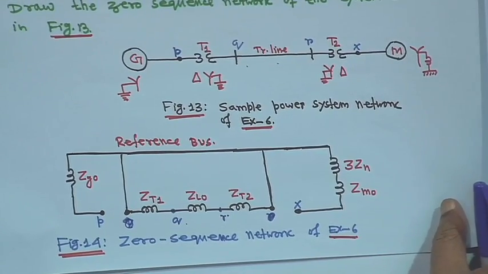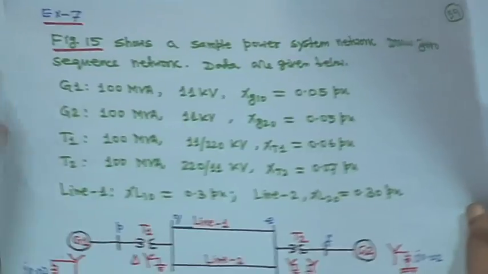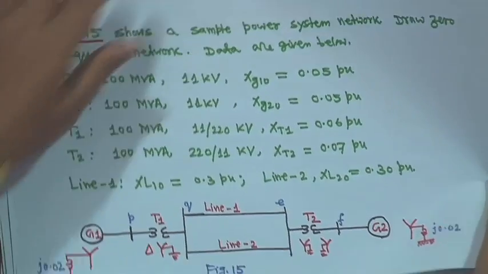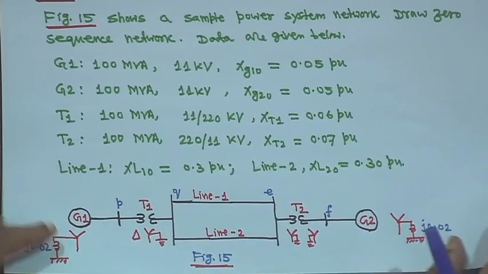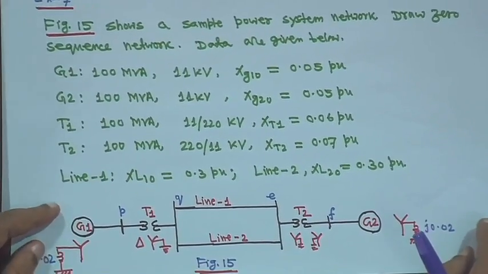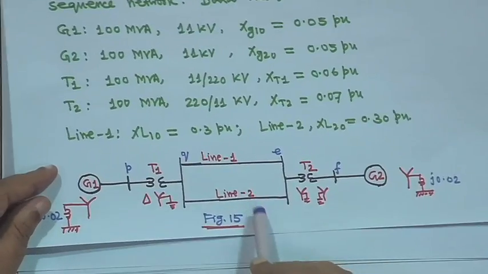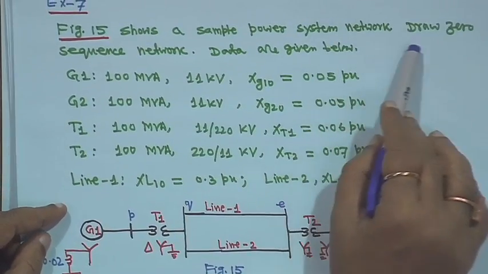Next one is figure 15, which is actually a double circuit line. So far we have taken single circuit problems. Now, it is a parallel circuit, a double circuit line. So, this is your figure 15, it shows a sample power system network.